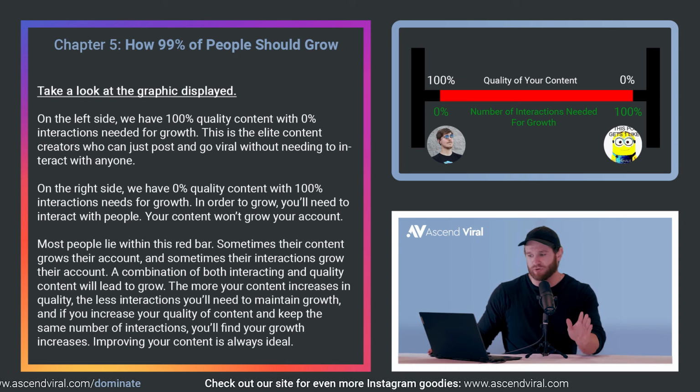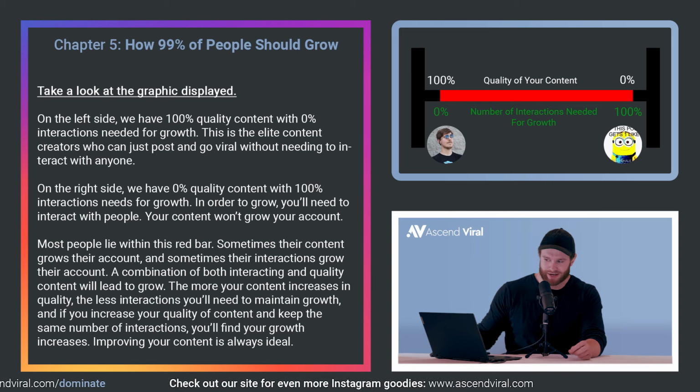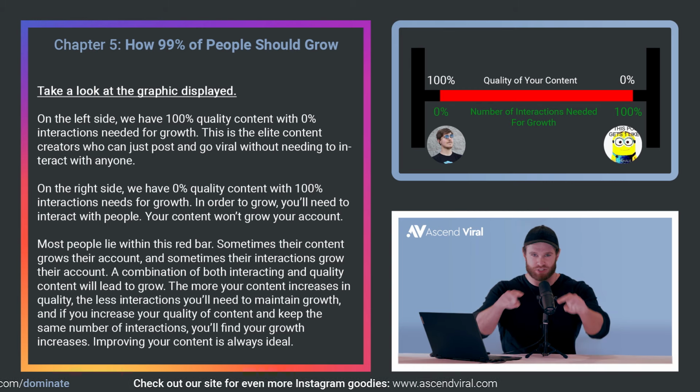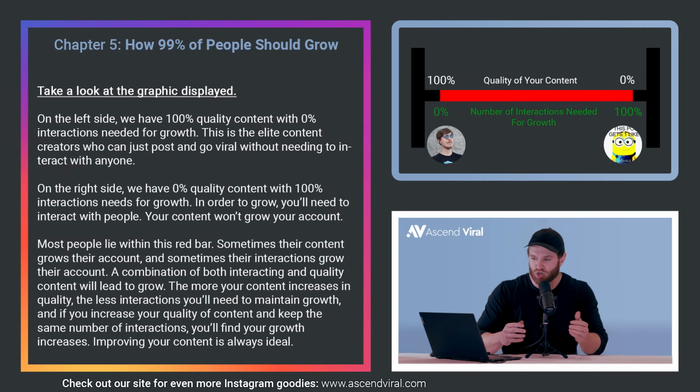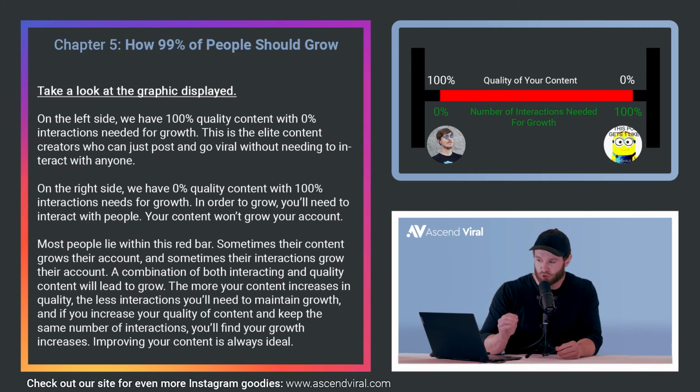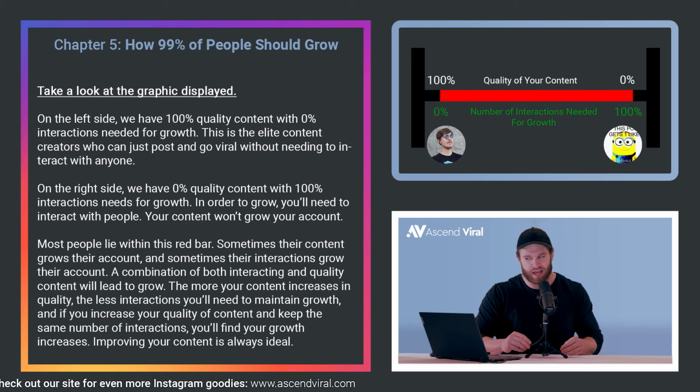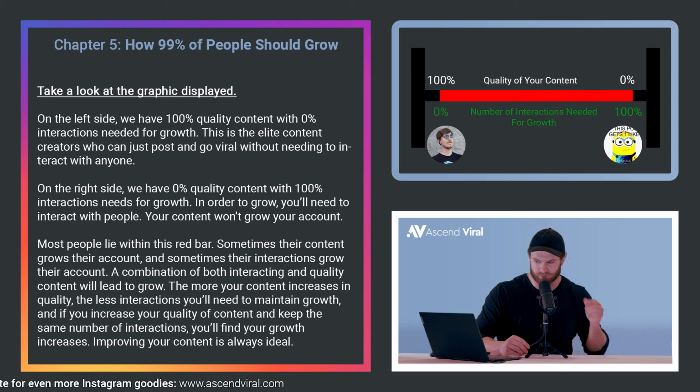Now, most people lie within this red bar here. 99% of people are here. So it's basically a bell curve. You have a small amount of people making really viral content, but you also relatively have a small number of people who post the worst content imaginable. This is like your aunt on Facebook bad.